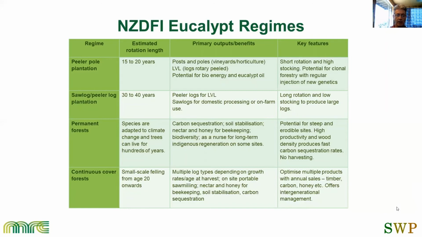so we can see that being done with our species. Also they can be planted for permanent forests, as their high density and fast growth rates lead to rapid carbon sequestration, and the coppicing ability will help soil stabilisation, and nectar and honey for beekeeping and biodiversity is another benefit they could offer. Continuous cover forests are an opportunity where a plantation can be selectively harvested once it reaches about age 20, and smaller saw logs can be taken and/or post and peeler poles. So there's an opportunity for any grower.